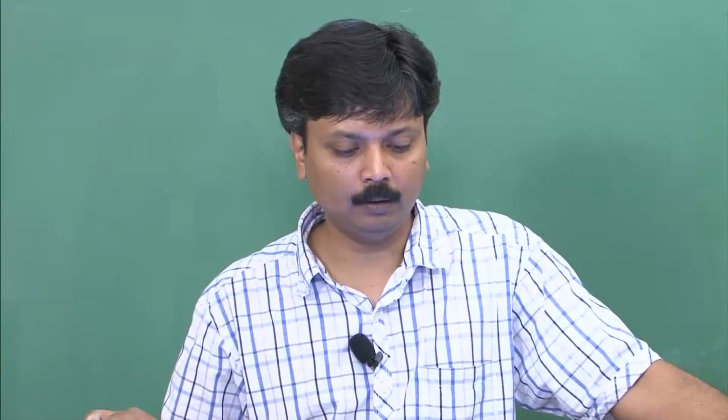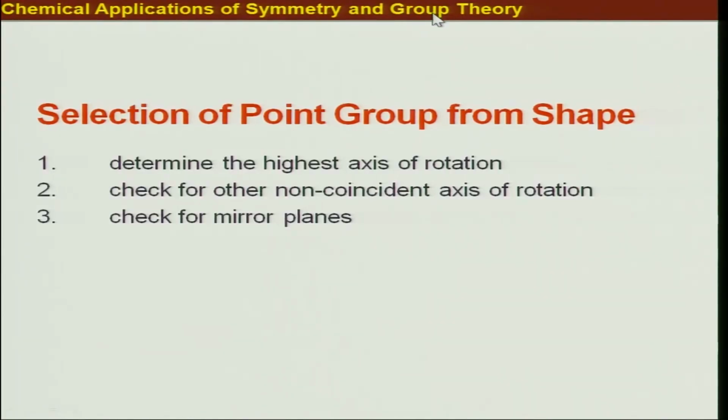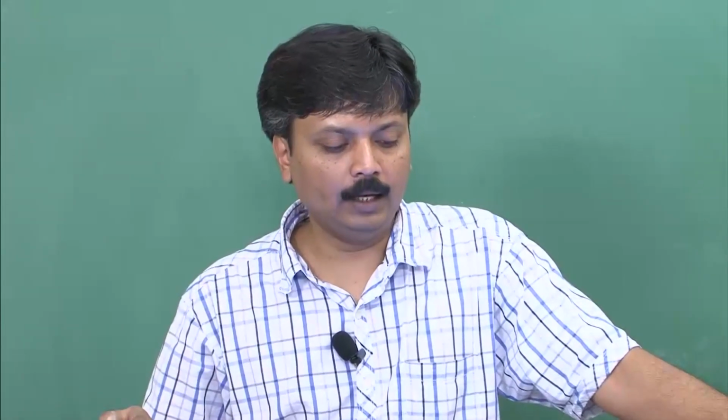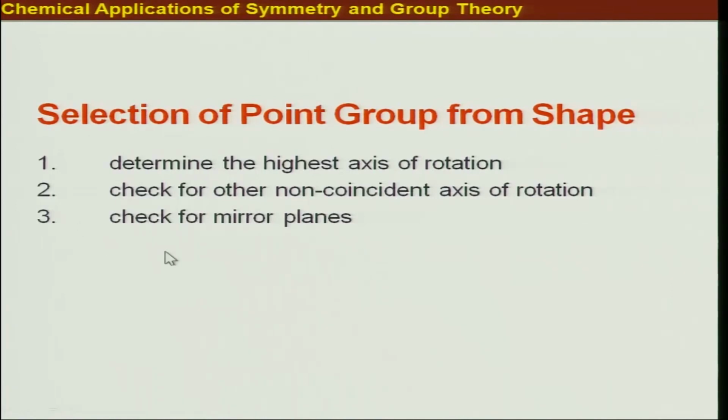So what is that procedure? There are a few things you have to do. If you look at your screen, these points are written there. First, find out the highest axis of rotation, that is, the Cn. Next, find out if there are other axes of symmetry, other than that principal axis Cn, which are not coincident. Then also look for mirror planes. If you look at these three mostly, you will be able to go to the next step, following a systematic procedure to find out what point group your molecule belongs to.